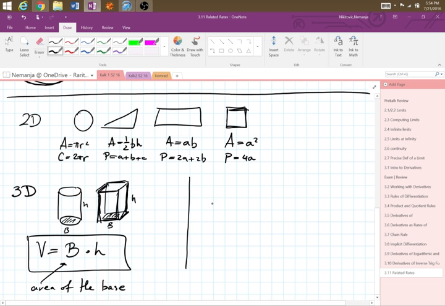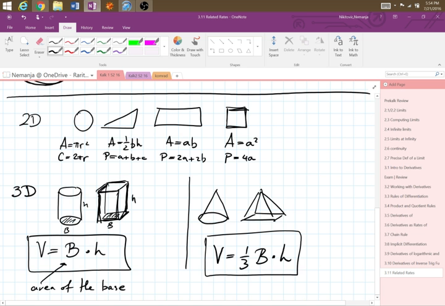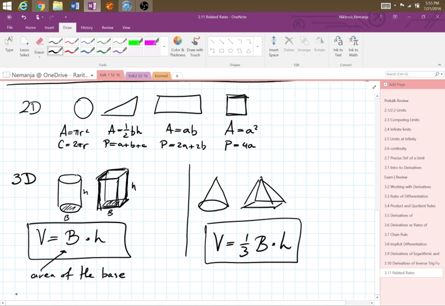And jumping into the spiky objects, we can have a cone, we can have, let's say, a pyramid, and the volume for those will be 1/3 b times h. So if you're able to find the area of the base, which is 2D, then you just multiply that with whatever the height of the object is, and then if it's spiky, 1/3. If it's not spiky, don't worry about it. So you are responsible for this knowledge.